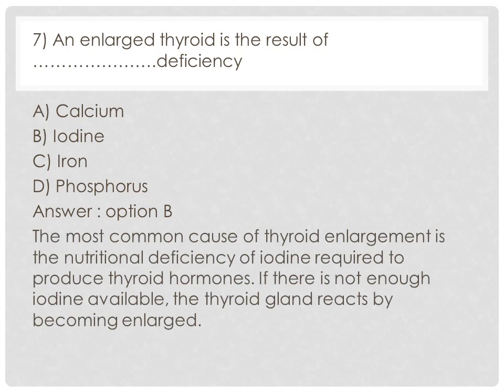The most common cause of thyroid enlargement is nutritional deficiency of iodine required to produce thyroid hormones. If there is not enough iodine available, the thyroid gland reacts by becoming enlarged.